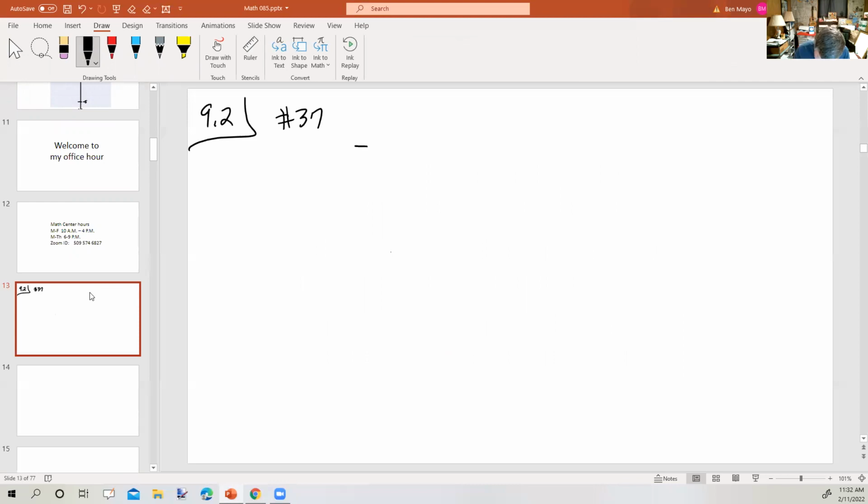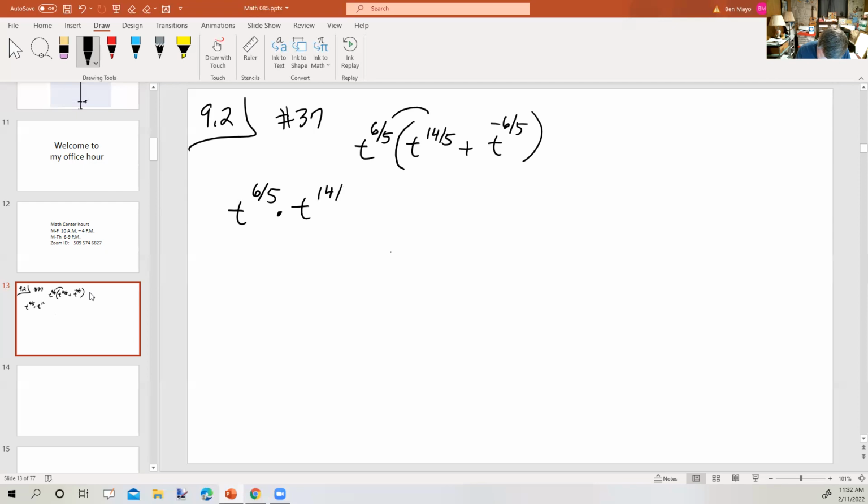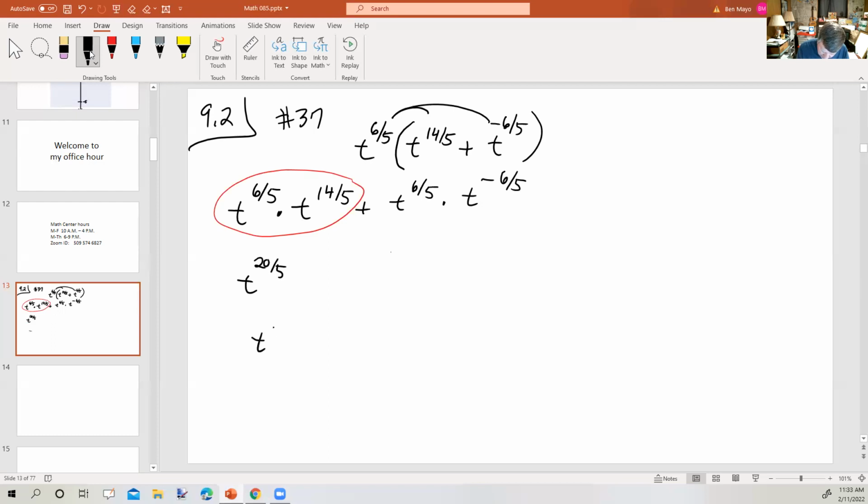Okay, so we've got t to the 6/5 power times the quantity t to the 14/5 plus t to the -6/5 power. So distributing, we're going to get t to the 6/5 power times t to the 14/5 power plus t to the 6/5 power times t to the -6/5 power. Multiplying two powers with the same base, you would add the exponents. So this becomes t to the 20/5 power, which is t to the 4th.